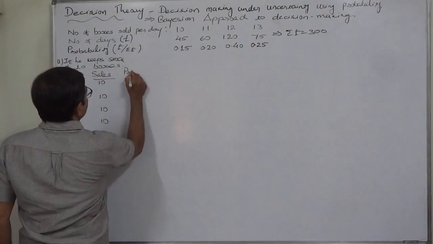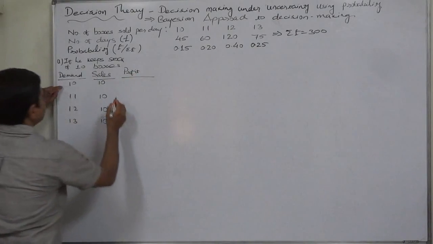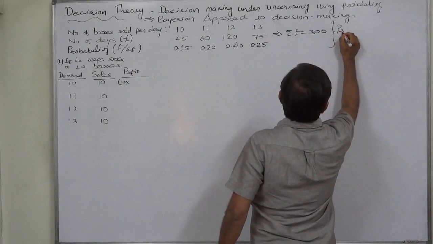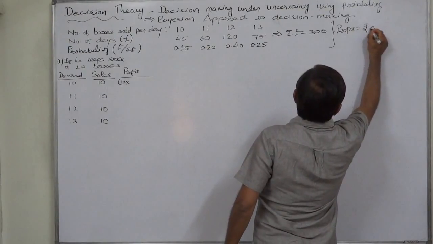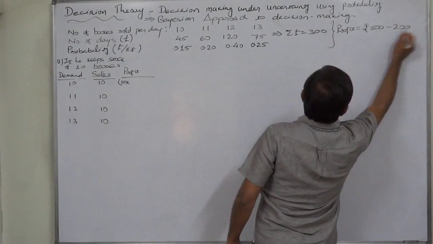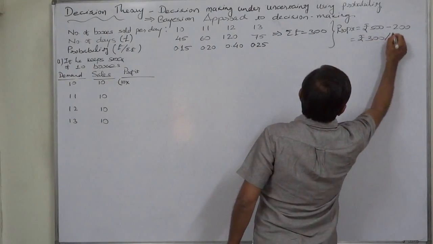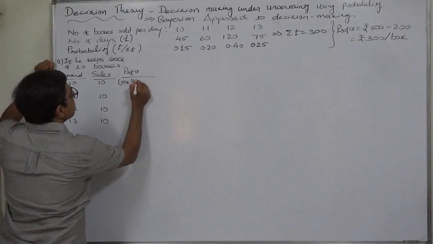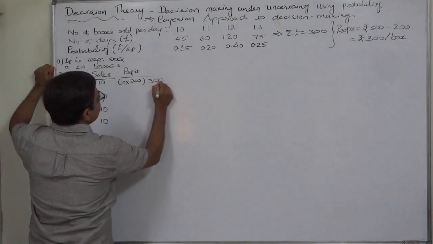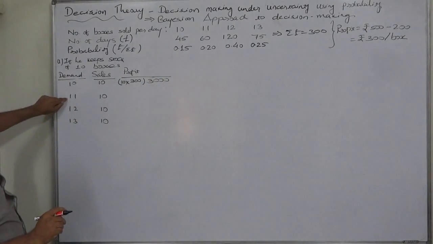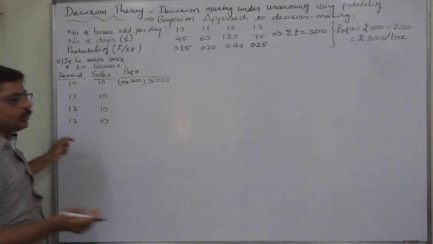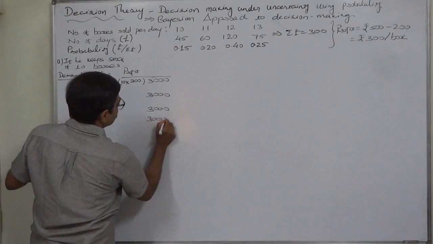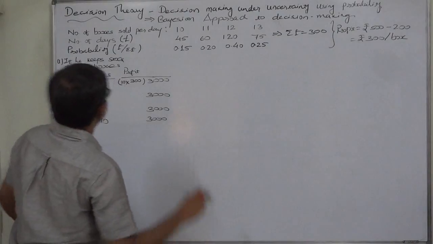So the profit will be 10 into, now his profit is actually rupees 500 minus cost 200, that is rupees 300 per box. So he will receive 3000 rupees. If the demand is 11, he can make sales of 10 only because he has stock of 10. So 3000, 3000 and 3000. In this way we can think.